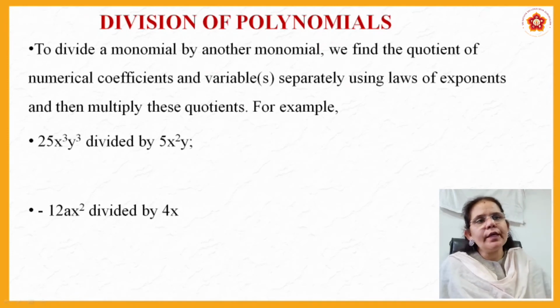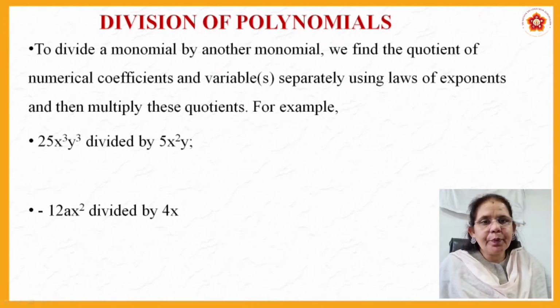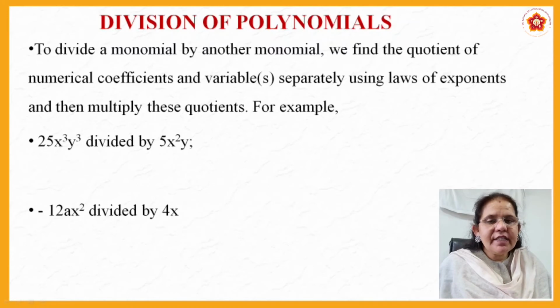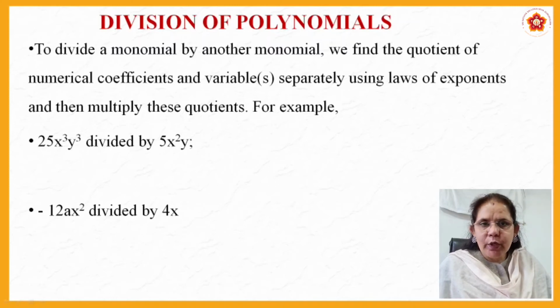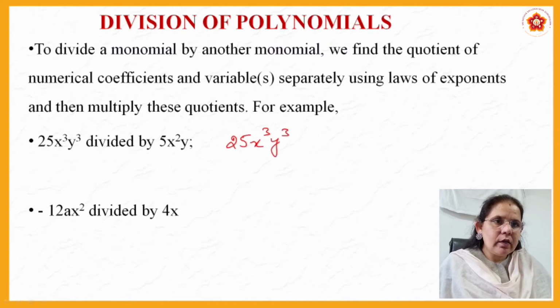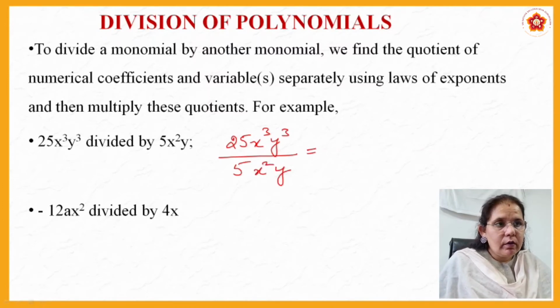Next thing that we have to do is division of polynomials. In the division of polynomials, whenever we divide a monomial by another monomial, we find the quotient of numerical coefficients and variables using the laws of exponents and then multiply these quotients. Let's see what are we going to do. It is 25 x cube y cube divided by 5x square y. You can take it separately also.